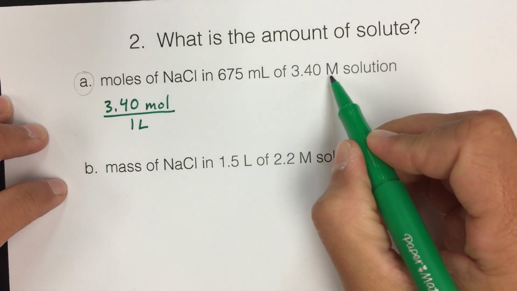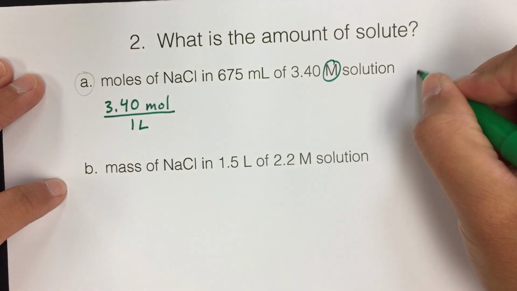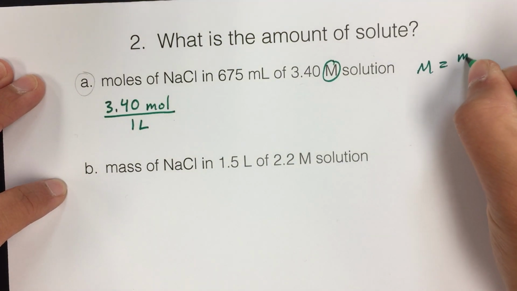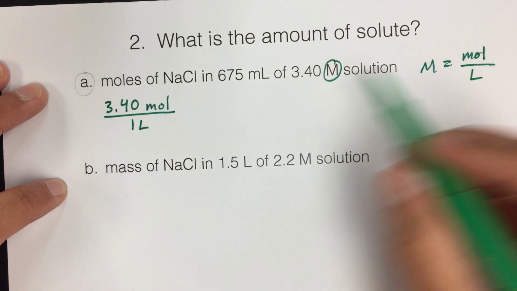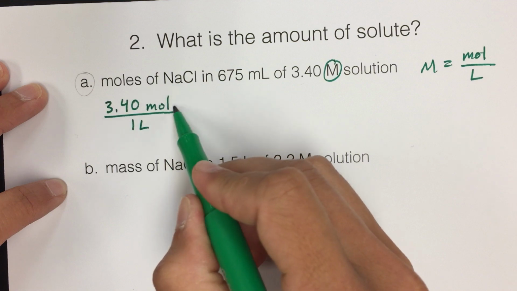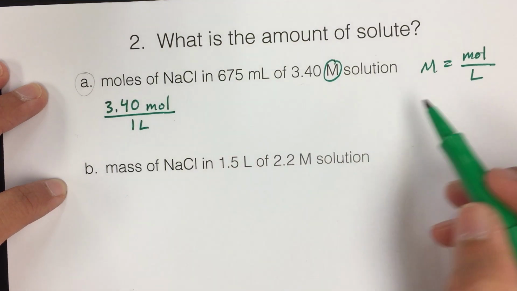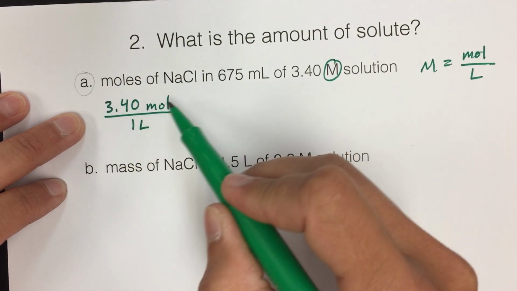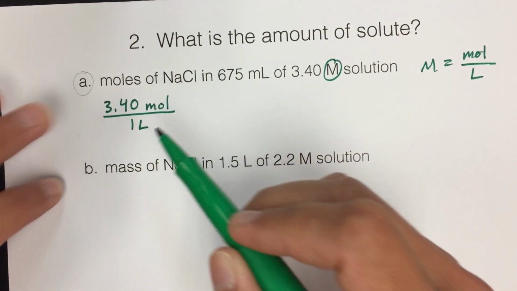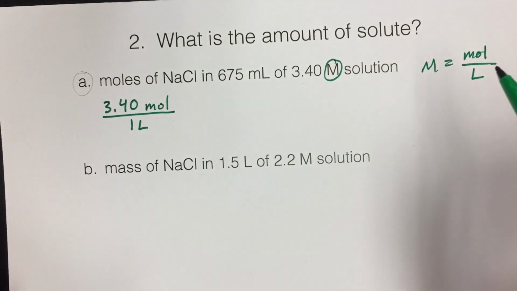So I'm just breaking this capital M. Capital M means moles on top and liters on the bottom. So it's good for me to break this up this way because I see that moles is in the top and I want my answer to be in moles. So I'm going to write it this way with 3.4 moles on top and 1 liter on the bottom rather than the flipped version. Because you could flip it, that's just an equality.